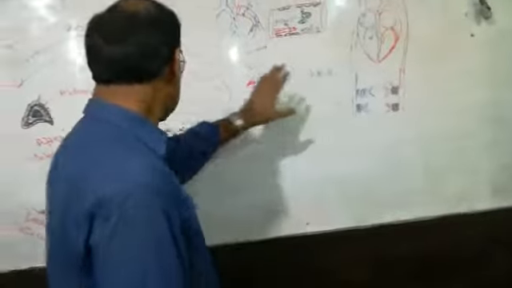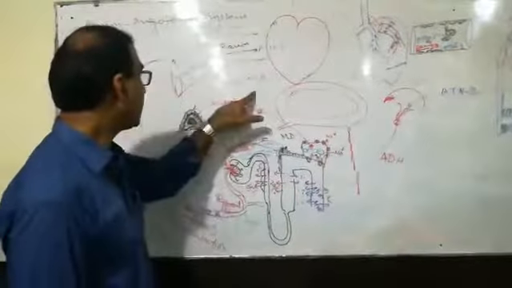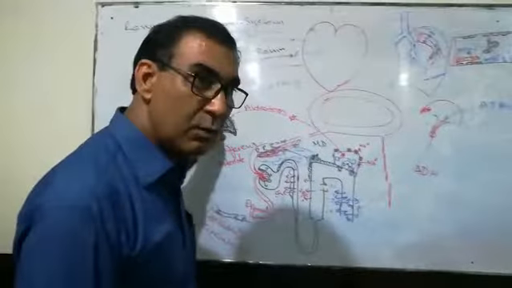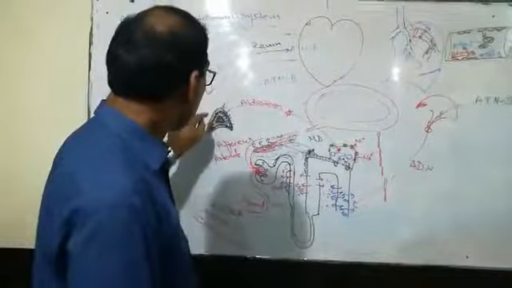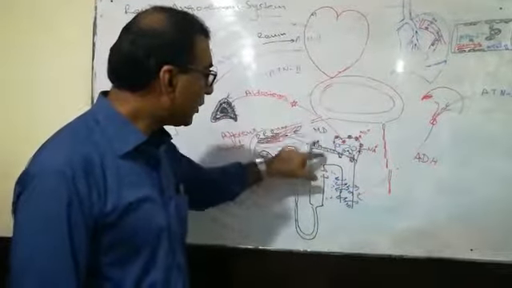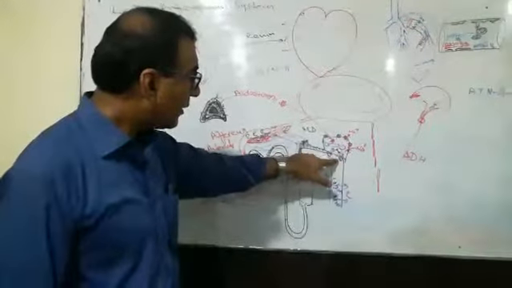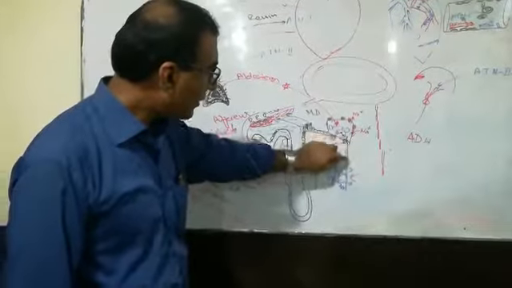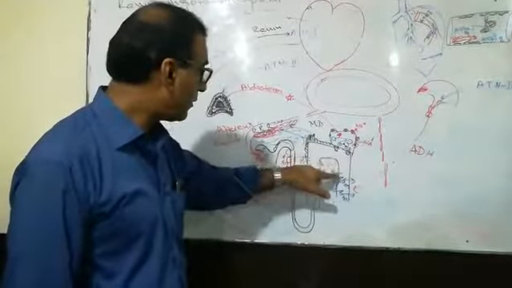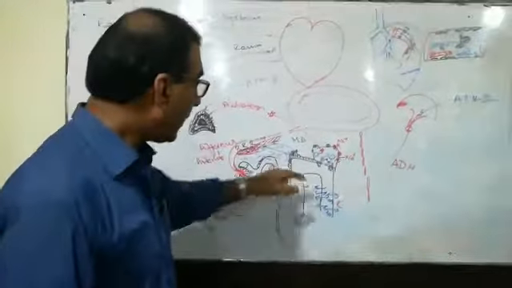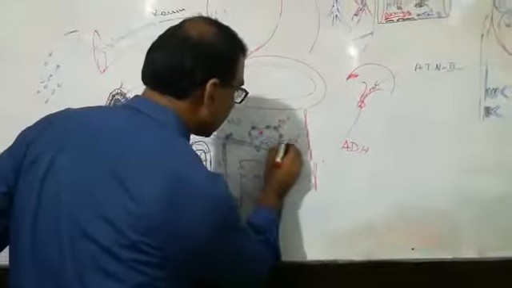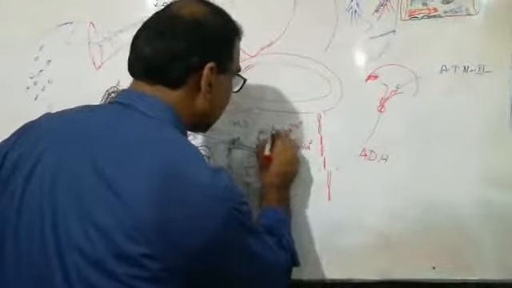Angiotensin 2 stimulates the cortical part of the adrenal gland, from where aldosterone is produced. Aldosterone stimulates certain cells of what? I should say the distal part of the tubule of the nephron. And sodium is taken away from these cells. Okay.